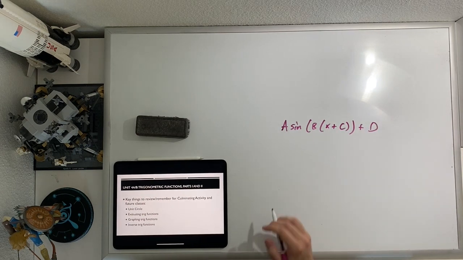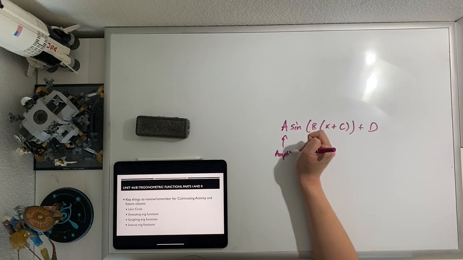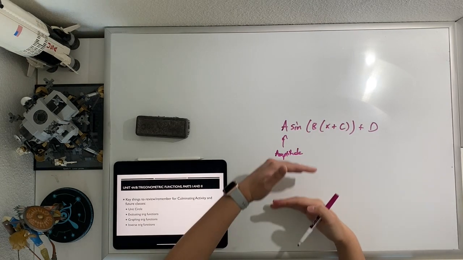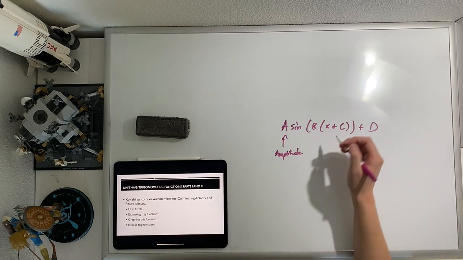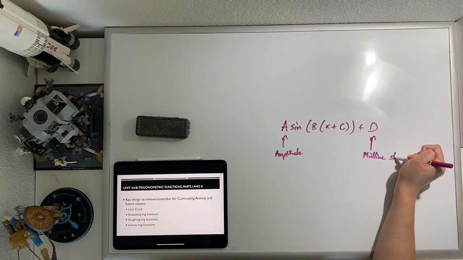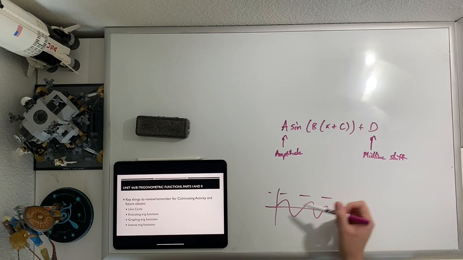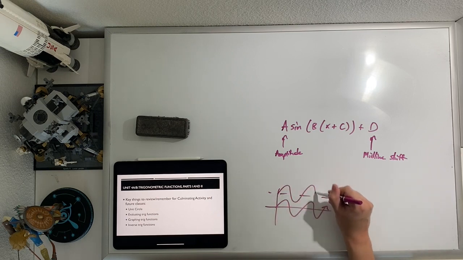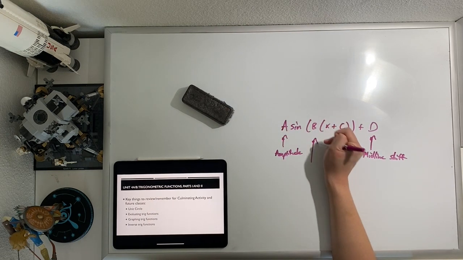And their transformations. So this right here is our amplitude, our vertical stretch or compression. So that's how tall the wave is from the midline. This right here was our midline shift. So is the wave starting or centered around 0? Or is the wave centered around a different midline? Maybe it's centered up here. This b right here changes the period.